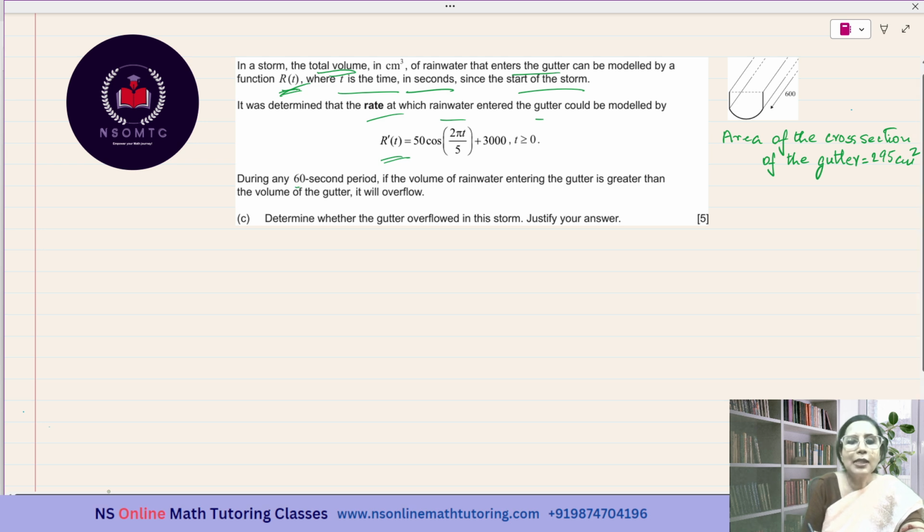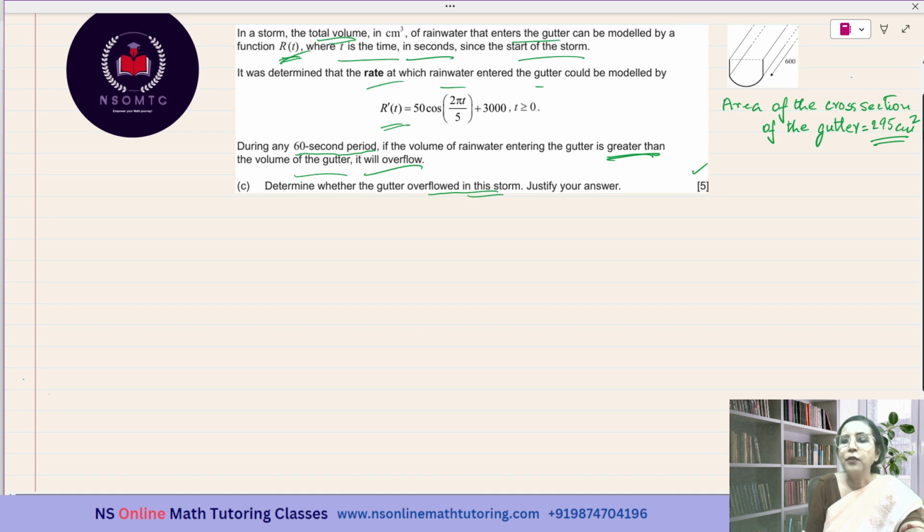During any 60-second period, if the volume of rainwater entering the gutter is greater than the volume of the gutter, it will overflow. Part C's question is: determine whether the gutter overflowed in the storm. Justify your answer. It carries 5 marks. We had found the area of the cross section of the gutter to be 295 cm², correct to 3 significant figures.